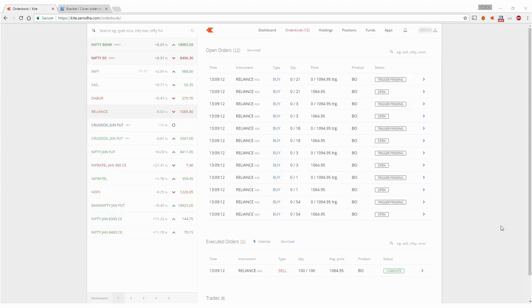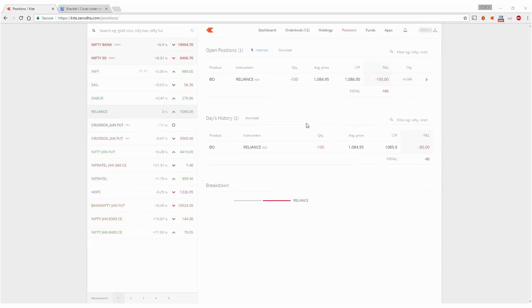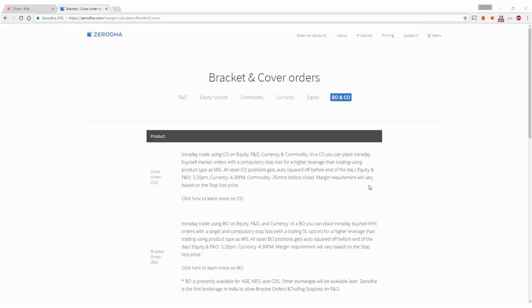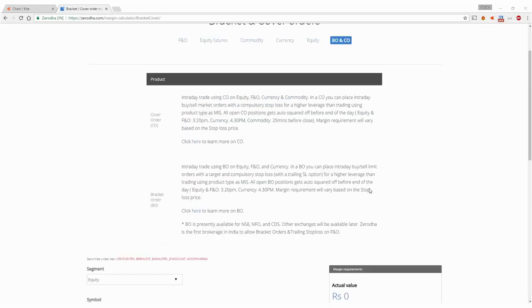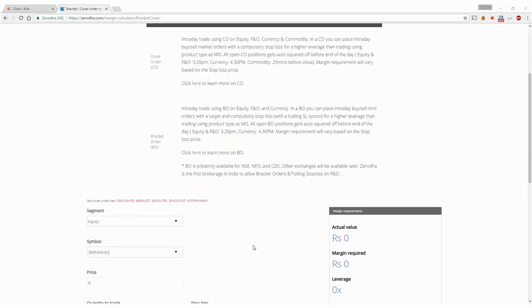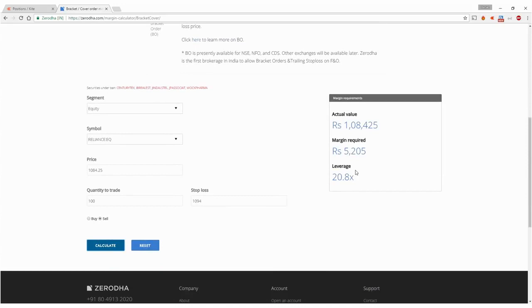Now let's see how this plays out. There I can track my M2M on the position which I've just acquired. All bracket orders are intraday products. For NSE and NFO, the square off time is 3:20, and for CDS, the square off time is 4:45. Since bracket orders have very limited risk, the kind of leverage you get is quite high. I just need 5,000 rupees to take a trade which is worth 1 lakh, so the leverage is like 20 times.